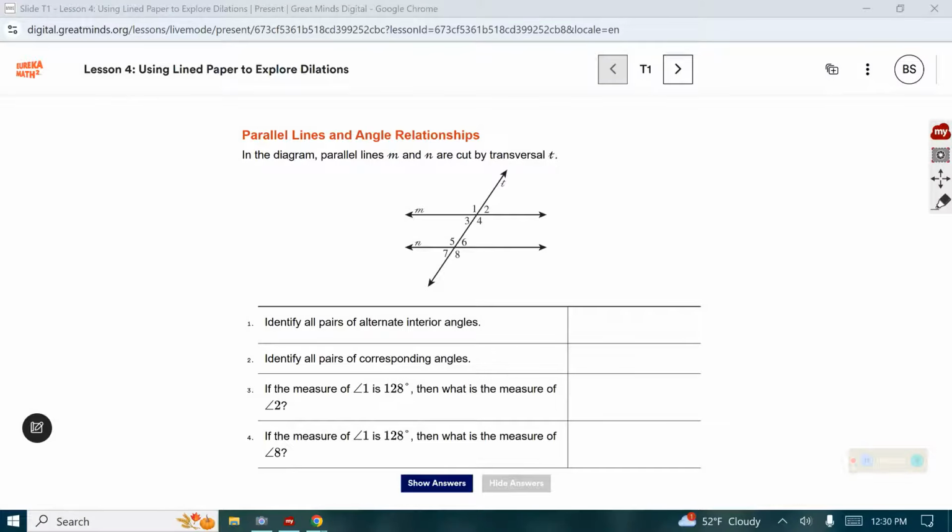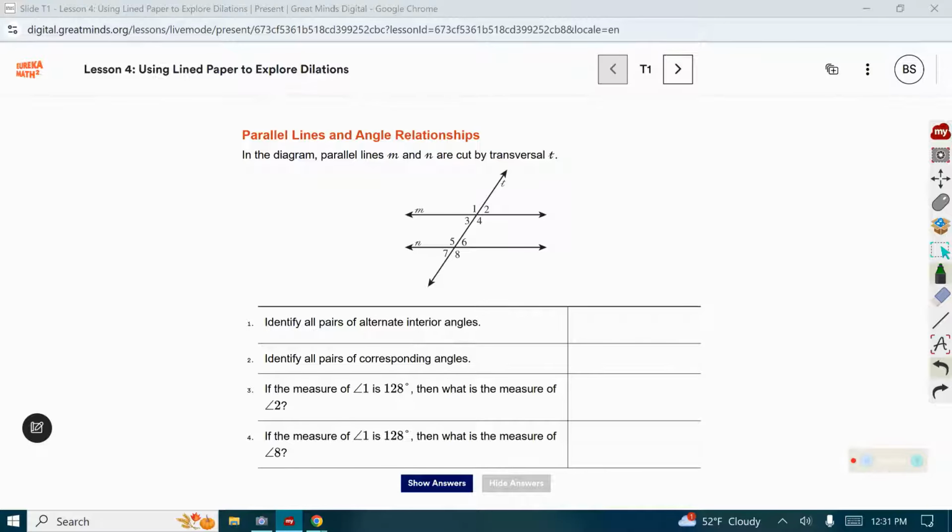In the diagram, parallel lines M and N are cut by transversal T. Identify all pairs of alternate interior angles. Alternate interior angles are on opposite sides of the transversal and in between the parallel lines.